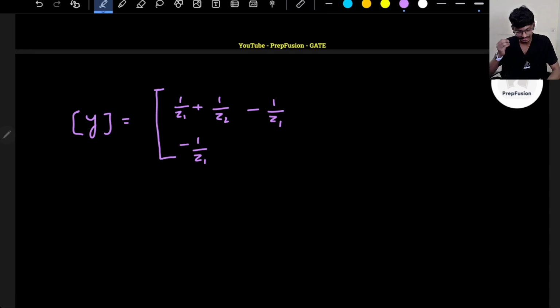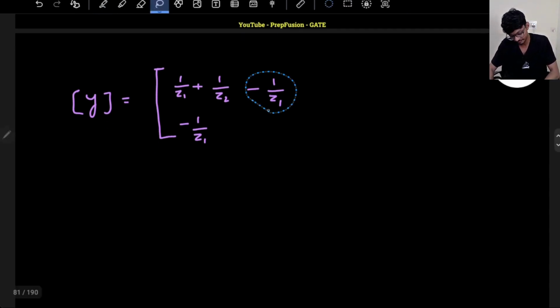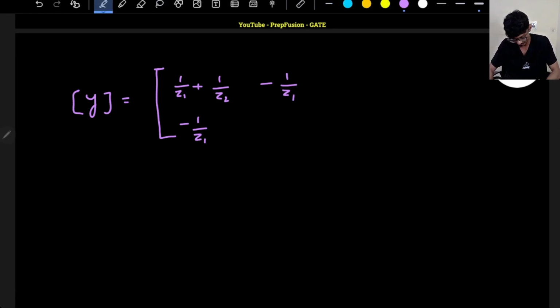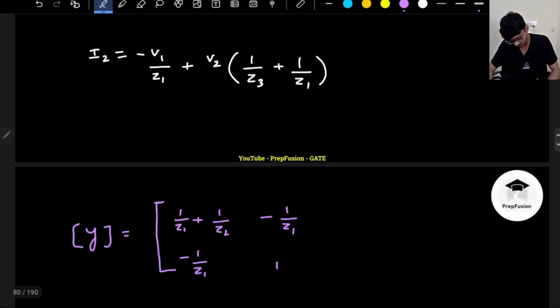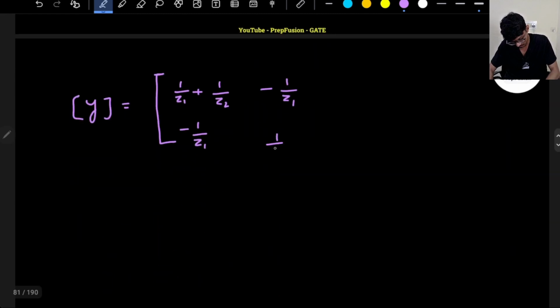I also don't recommend remembering it, and I also don't remember this formula. But if some nerd wants to remember it, he or she can, of course. So this will be again 1 by z3 plus 1 by z1.